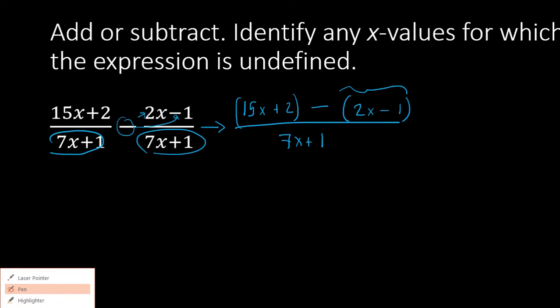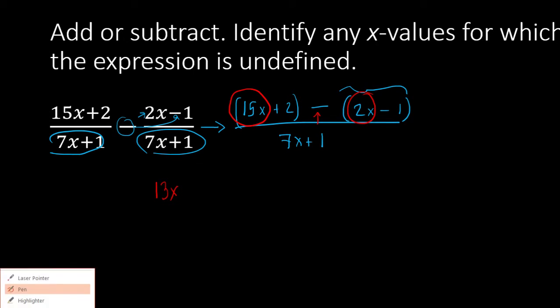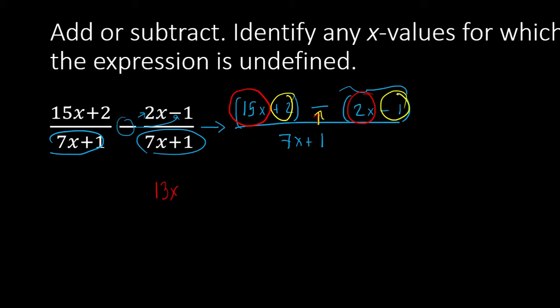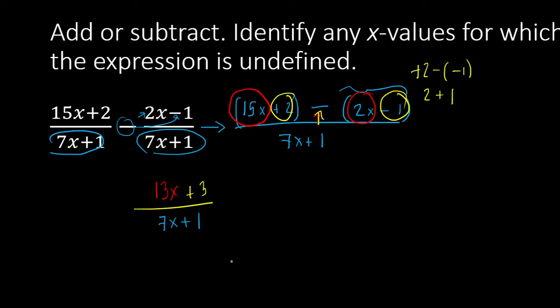Let's simplify the numerator. So I have 15x minus 2x. 15x minus 2x is 13x. Okay, what about my other term? I have positive 2 minus negative 1. Well, that's the same thing as 2 plus 1, which is 3, all over 7x plus 1. So there is my expression, and I still need to identify the value of x which causes the expression to be undefined.